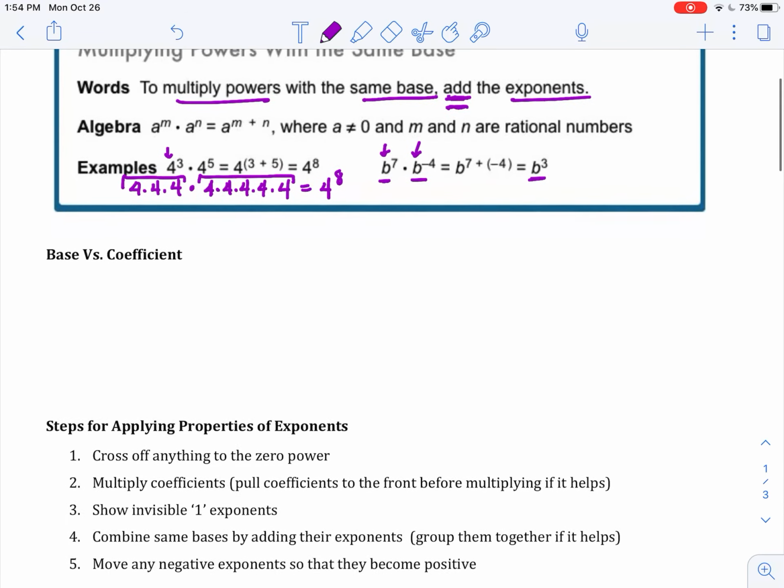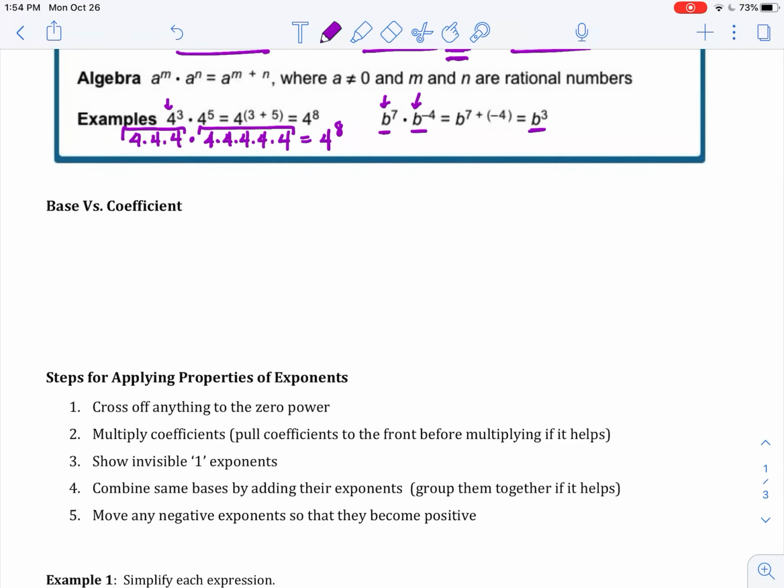Before we go to the examples, let me remind you about the difference between base and coefficient. I know we did this in the last section of notes, but I want to do it again because today it's even more important. All right, so if you have something like 2 to the third power, you have a number being raised to the third power. Then you would call that 2 a base, and you would call the 3 the exponent.